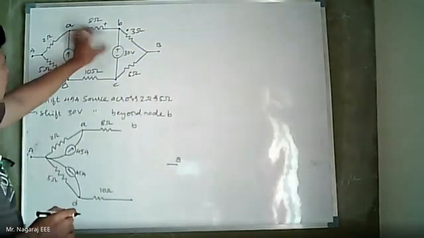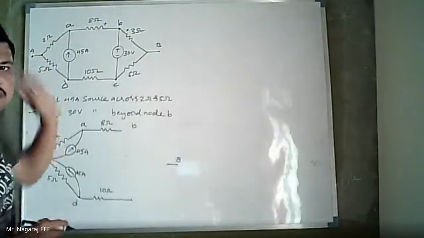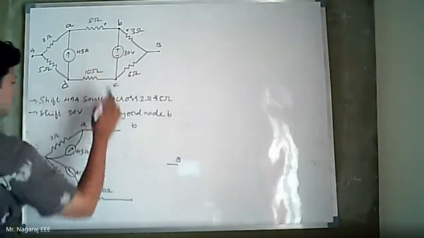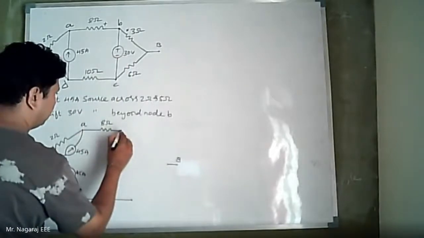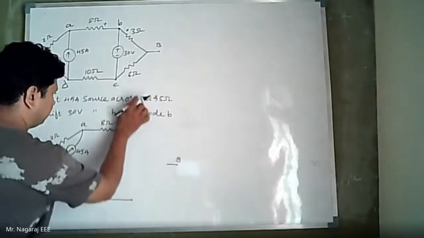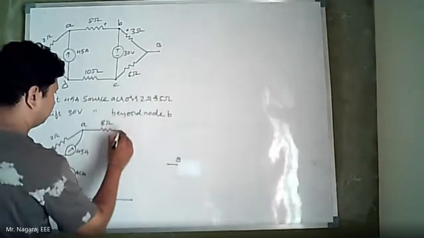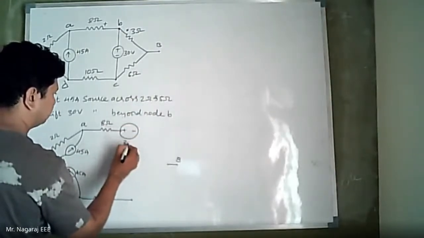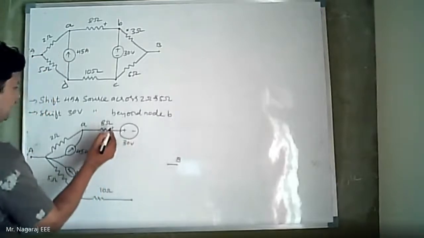Now simply shift as it is. Like this. Okay. Now 8 ohm B should be at positive potential with respect to 30 volts. So therefore, 30 volts. Now 8 ohm is at positive potential with respect to 30 volt source. Okay.